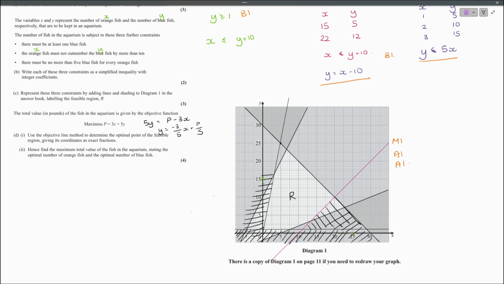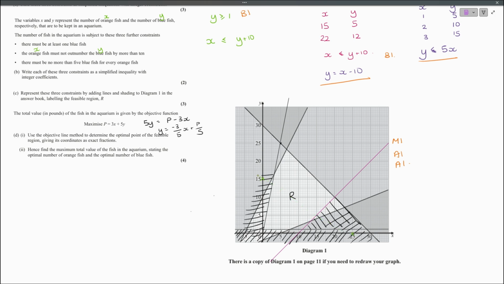So 0, 15 lies on the line. If I substitute in 0 and expect an output of 15, that means that P must be 75. And similarly, if I substitute in 25, I'm going to get negative 75/5. And if I added on 75/5, then y would be 0. So these are on the same line. So I'm going to try and draw a line through the 2 points.